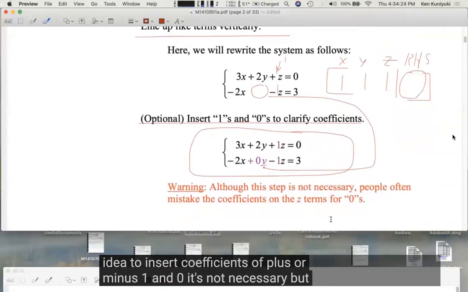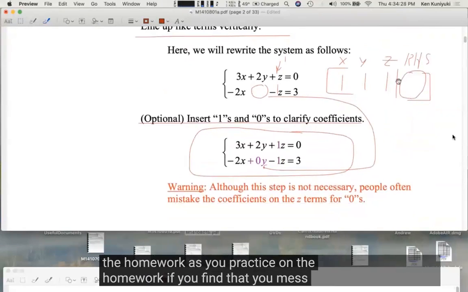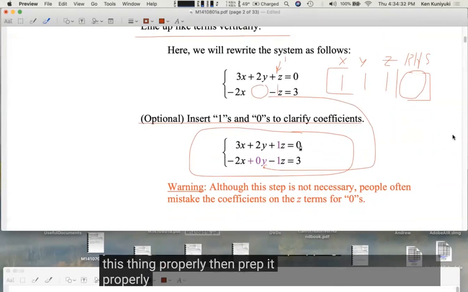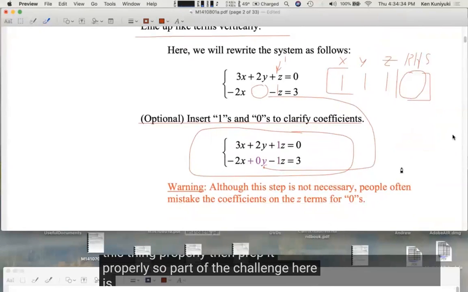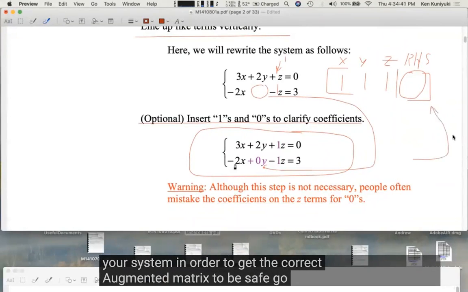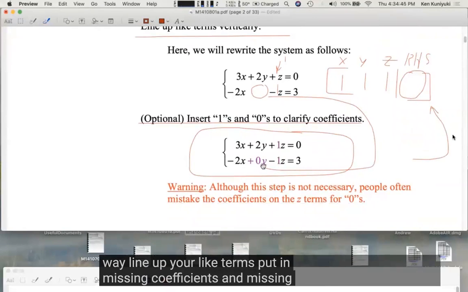It's not necessary, but as you practice on the homework, if you find that you mess up your augmented matrix without prepping this thing properly, then prep it properly. So part of the challenge here is knowing how much you have to prep your system in order to get the correct augmented matrix. To be safe, go all the way. Line up your like terms, put in missing coefficients and missing terms.